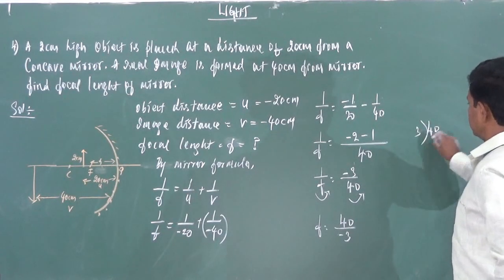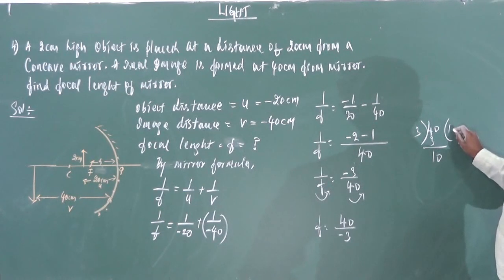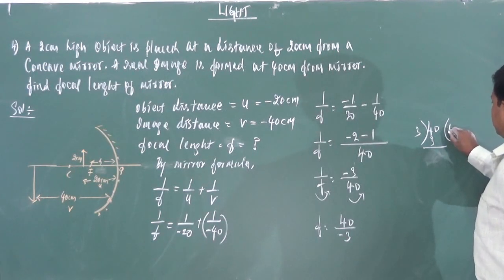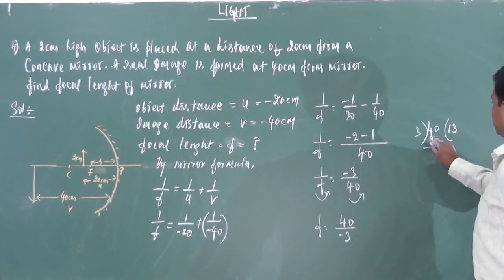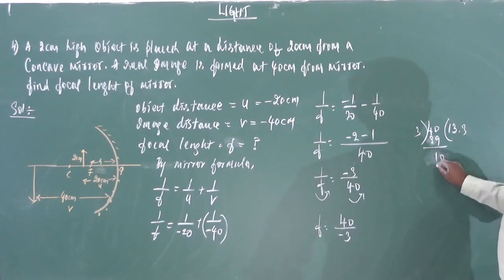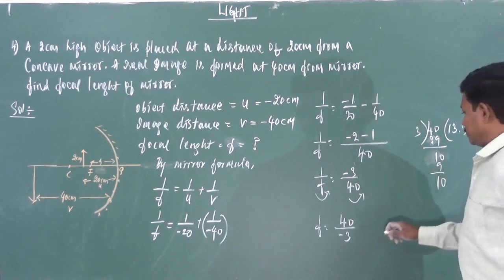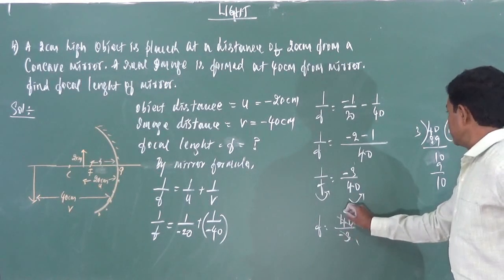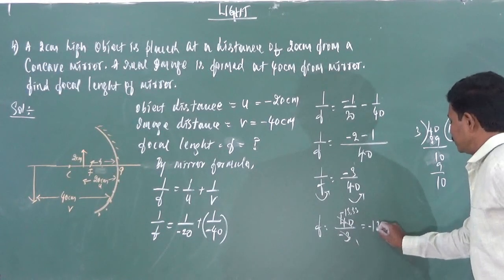So 40, let us divide it. 3 1s are 3, 10 is 10. 13 3s are 39, 1 remains. 0, 3 3s are 9, 1 remains. Again 0, 3 3s are, so it's recurring. So F is equal to minus 40 by 3, that is minus 13.33 centimeters.